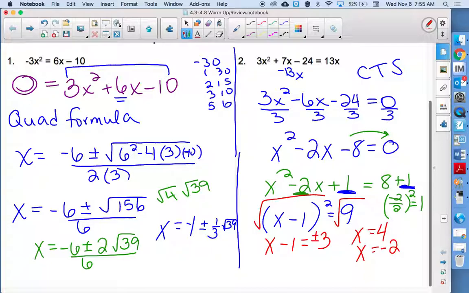So quadratic formula is a formula. You plug the numbers in. Completing the square is like a process, a method that you can use to solve.